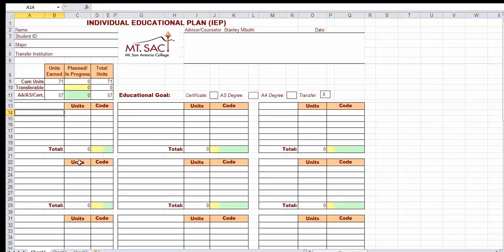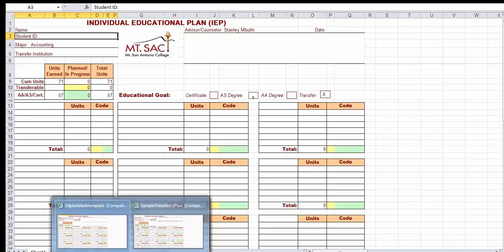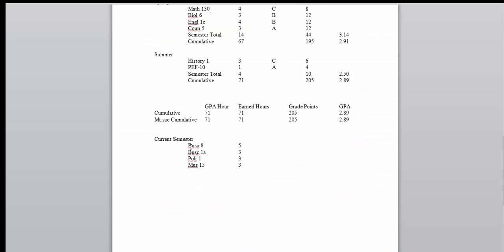Now, but what classes am I taking this semester? If my goal is, let's say, to get an associate degree in science, so I'm going to check here, associate degree in science, in what major? Maybe in accounting. Okay, so what classes am I taking this semester? Remember to put your student ID and your name. It's good when you practice to have all that information indicated there. So I'm going to need to know what I'm taking this semester. I'm going to look at my transcript and I'll notice that I'm taking BUSA 8, BUSA 1A.